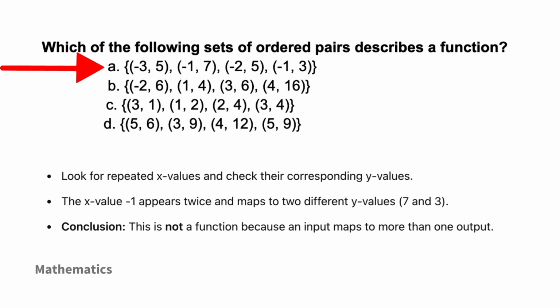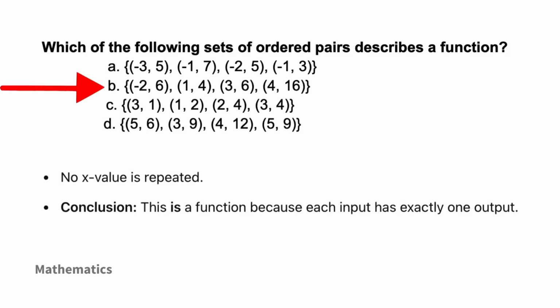Starting with option A, we see the pairs (-3, 5), (-1, 7), (-2, 5), (-1, 3). Look for repeated x values and check their corresponding y values. The x value, -1, appears twice and maps to 2 different y values, the 7 and the 3. Understanding this, we can see that option A is not a function because an input maps to more than one output.